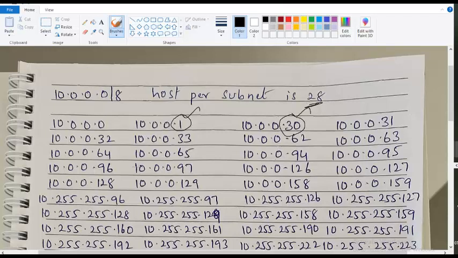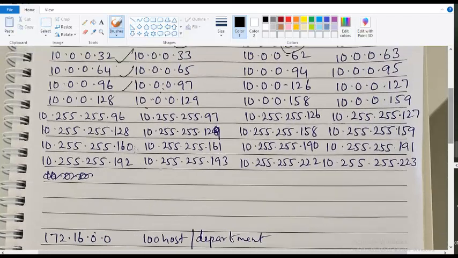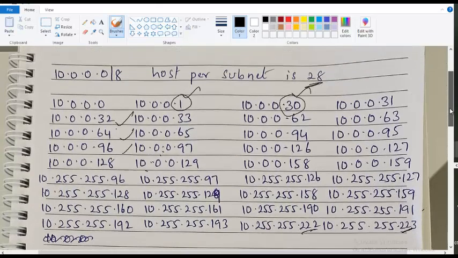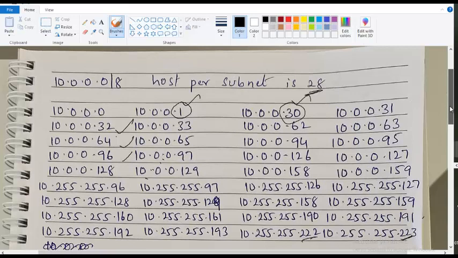Wonderful. That's right. So first 4. Okay. Good. Last 4. 224 we don't use, so 223 is the last one. Wonderful. Nice. So the new subnet mask will be, you have not written that. It will be 20. Oh, the subnet mask.